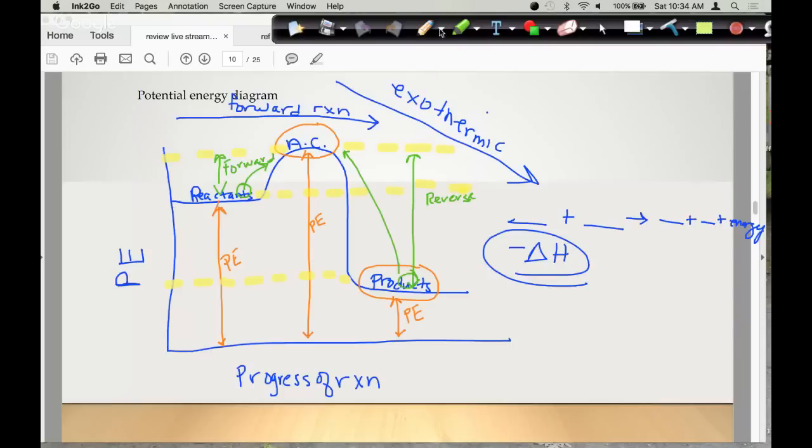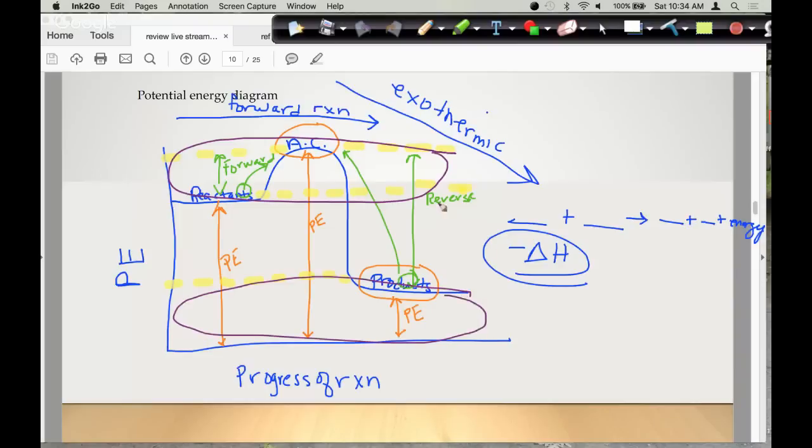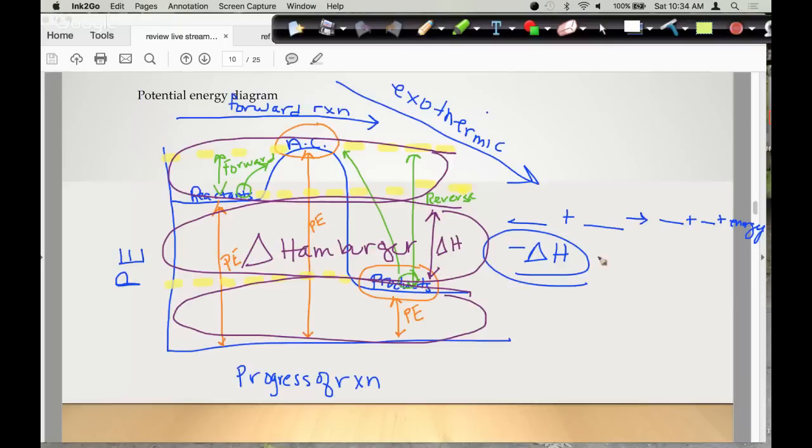The last value that we said we have on here is our delta H. And remember, we visualized top bun, bottom bun, and delta hamburger. So anything that goes in this section from the height of the products to the height of the reactants is going to be our delta H, and it's defined as the potential energy of the products minus the potential energy of the reactants, and that's how we get the delta H value.